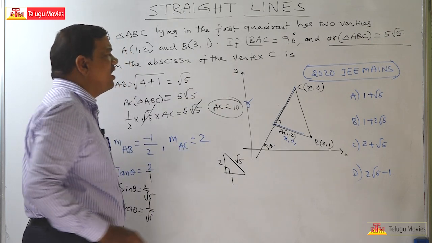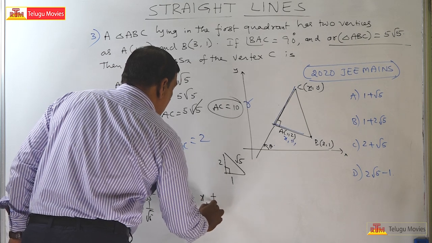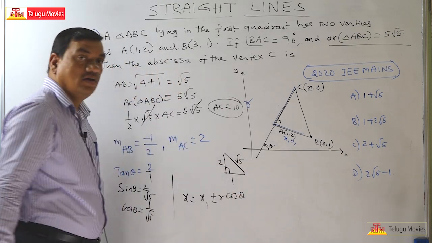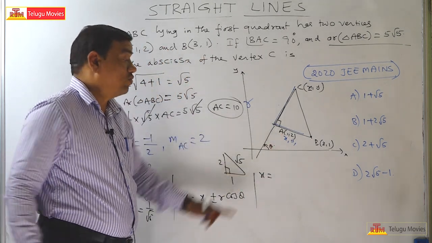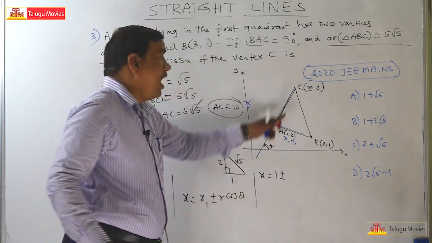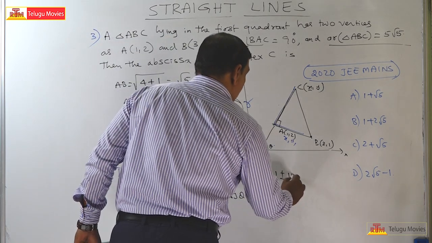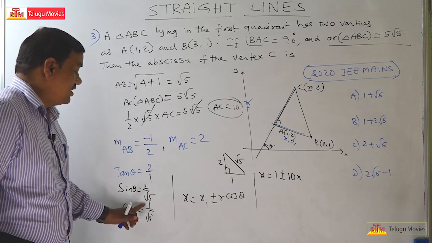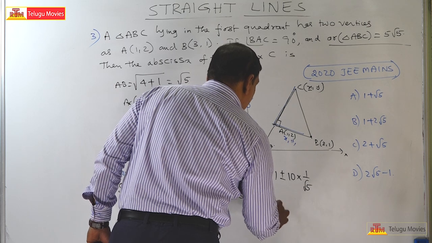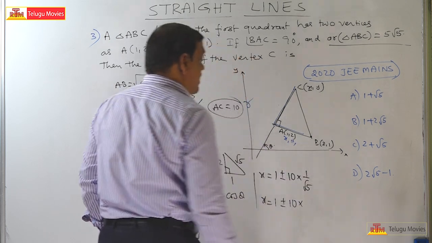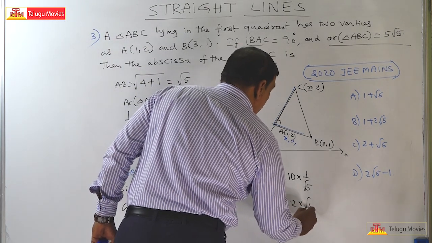He is asking only for the x coordinate, the abscissa, so you find out only x. x is equal to x1 plus or minus r cos theta. So x1 means 1, plus or minus, r means the AC length. What is the AC length? 10. So that is 10 into cos theta, which is 1 by root 5. So x is equal to 1 plus or minus 10 into 1 by root 5, which means 10 by root 5, that is root 5 by root 5 times 2 root 5. So this is equal to 2 root 5.